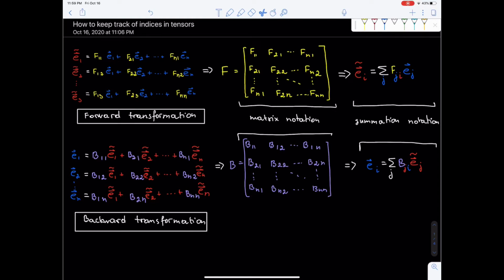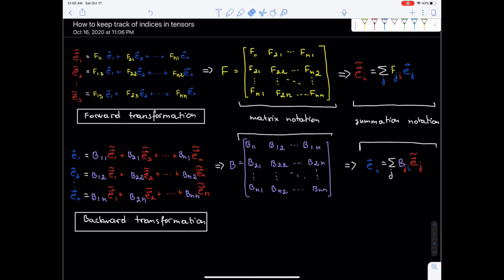Today's video is about how to keep track of indices in Tensors. This video got inspired by the video series I'm currently watching on Tensors. This video series is excellent. Like, it's a really good source.